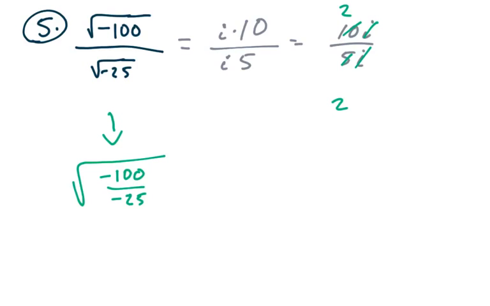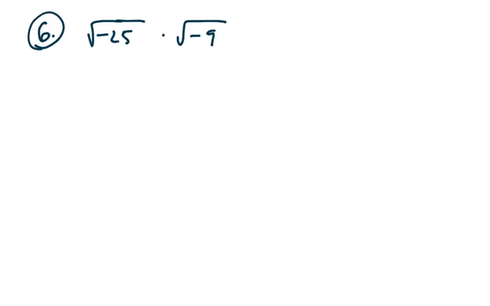Or if you prefer, we can separate it into the square root of -100 over the square root of -25. If they're separated, we can put them together. And -100 divided by -25 is 4. The square root of 4 is 2. And you see we'll get the same answer either way. So it's kind of cool that you can jump back and forth between the two methods.